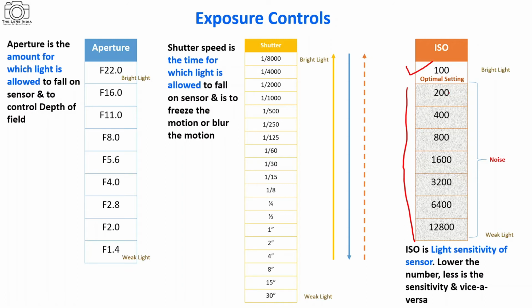So, fine, 200 is also a good enough setting to start with. But if you have the ISO as 100, it is always recommended to use this value. Okay, so these are the three settings which normally are used to control the exposure while capturing the picture.